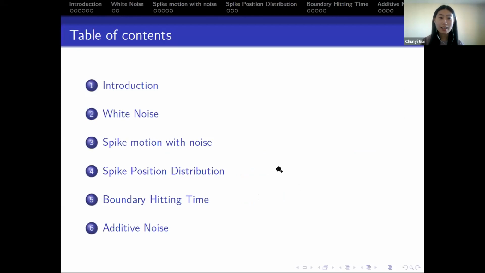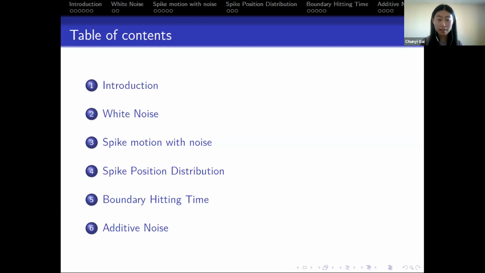At first, I'd like to give a list of what I'm going to talk about today. At the beginning, I'd like to introduce the model we use and also some background information. Then we add white noise to the system, and we study the motion of a single spike equilibrium. This yields the next two topics. When noise is small, the spike is moving around the center of the domain within a subinterval. So we then study the distribution of spike positions.